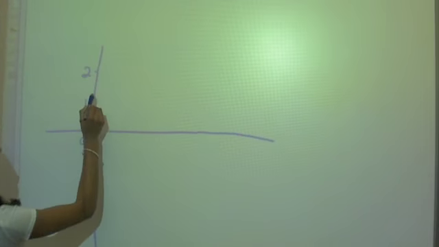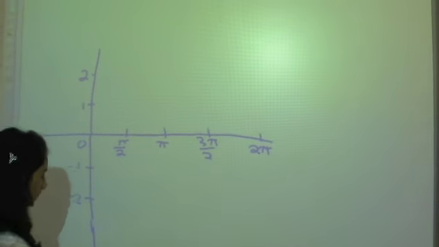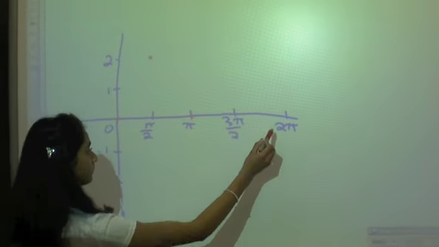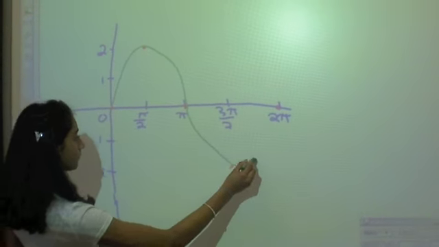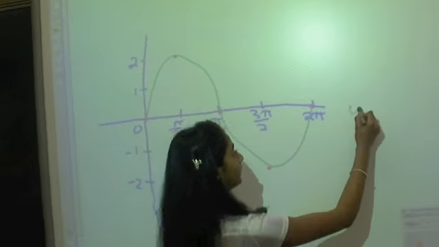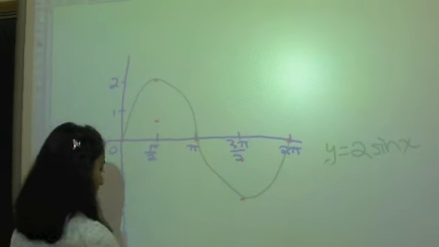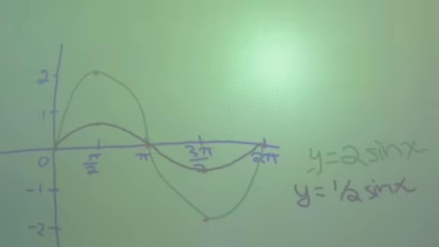These are some sine graphs with a different amplitude and frequency. This is a graph of 2 sine x. The amplitude is 2, so the highest point will be 2 and the lowest point is negative 2. Keep in mind that it has the same points that intersect the x-axis as sine x because it's the same period. Half sine x would be the same graph except the highest point is 1/2 and the lowest point is negative 1/2.